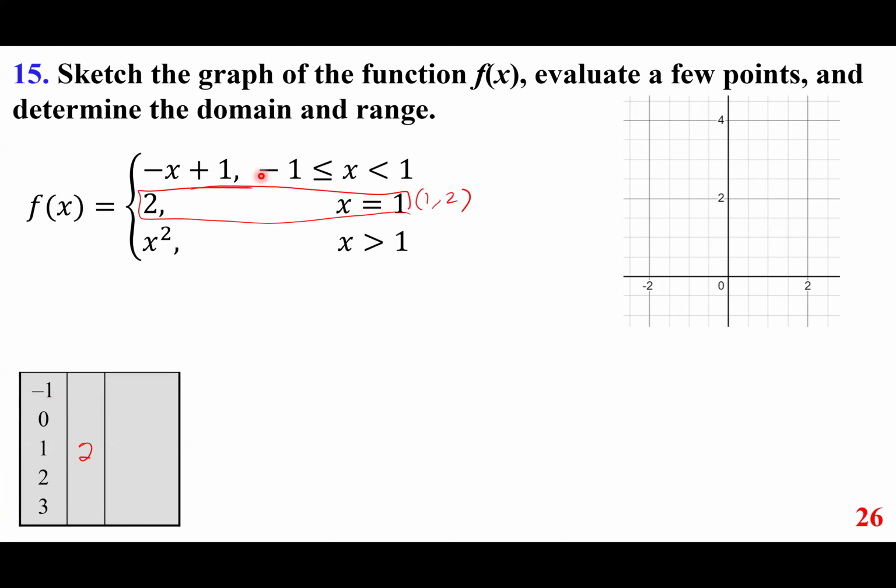Now, what about the rest of it? It says this is good as long as x is between -1 and 1. Is it equal to -1? Yes. So if I put -1 here, I get minus -1, which is 1, and 1 plus 1 is 2. What about 0? 0 also belongs here. So if I plug in 0 here, I get 1.